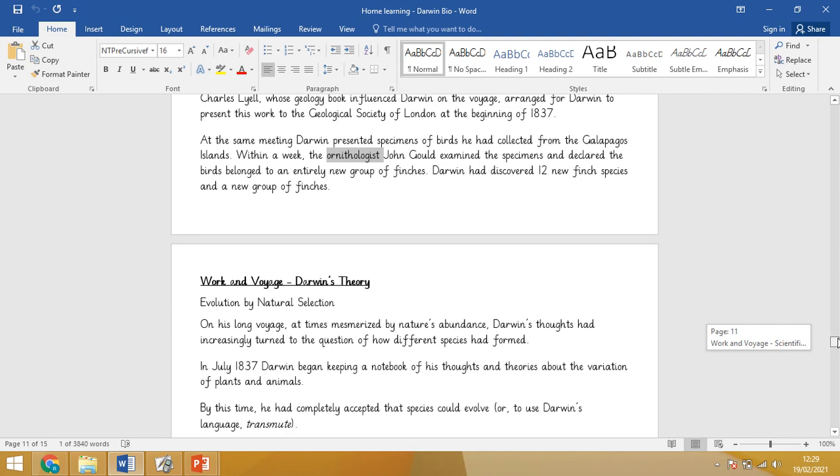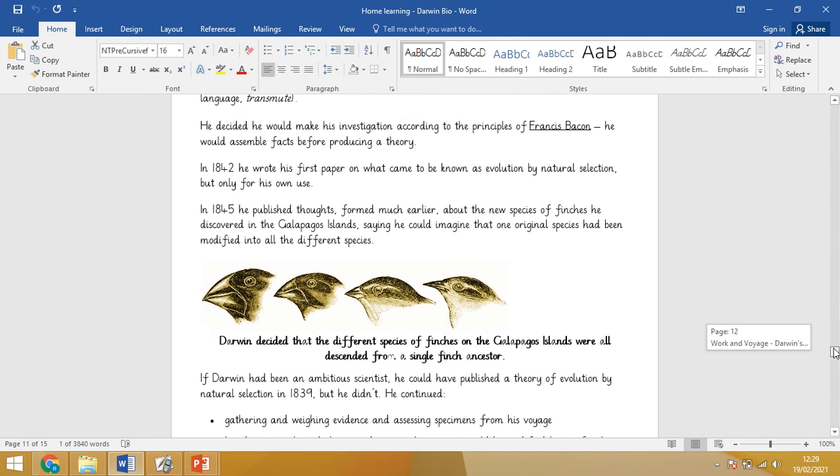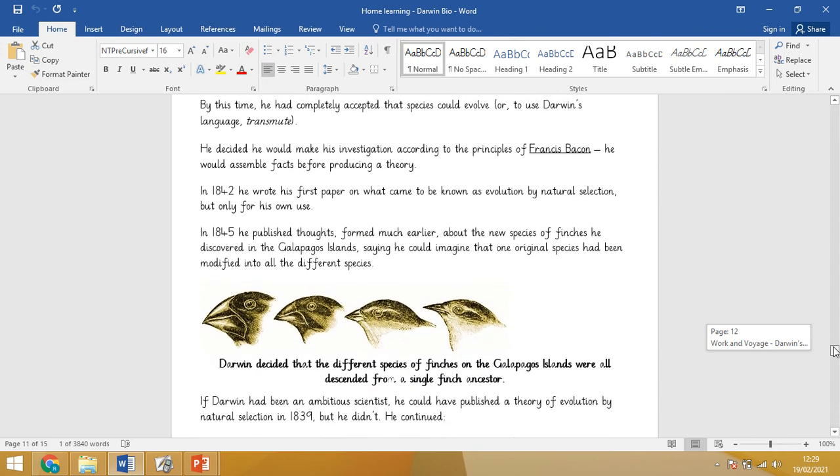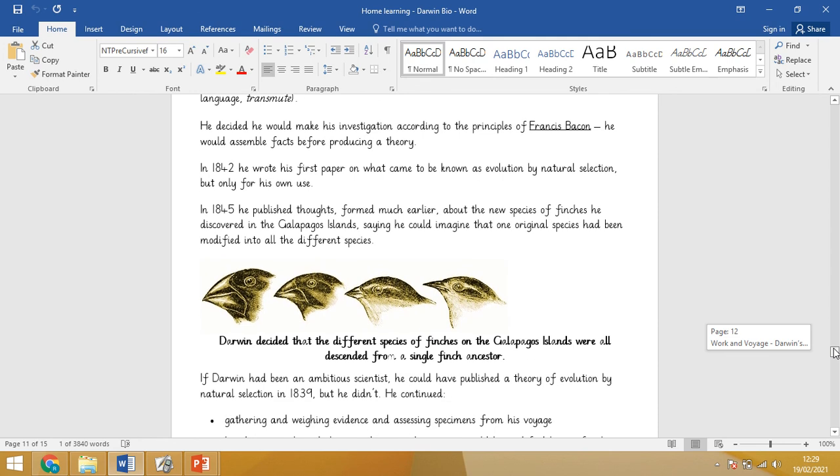Now, this is what started off a very long chain of events for Darwin to come up with a theory of evolution by natural selection. So that's this next bit, and this is all about birds. And basically, what he found is that on different islands, finches had changed in different ways.